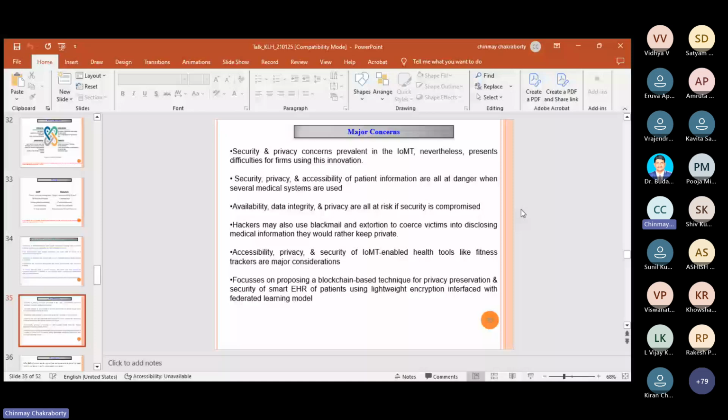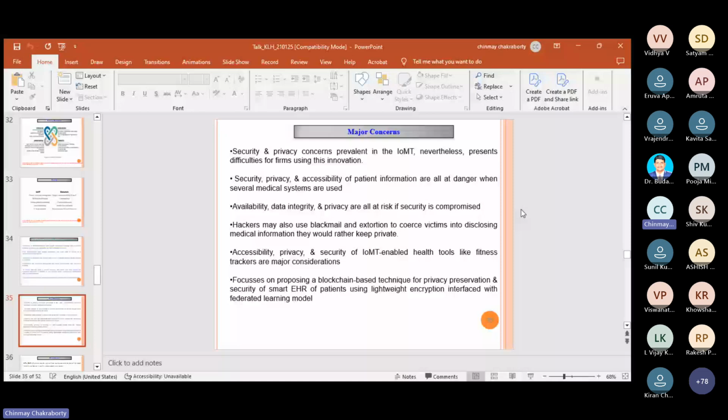So we focus on proposing blockchain-based techniques for privacy preservation and security of patients' smart EHR using a lightweight encryption interface with a federated learning model. So here is the last line. Many points are associated with this, and each and every point has some meaning. Because of that, these blockchain-based techniques are mainly used for privacy preservation. That is true. Next, having the security of the smart EHR.